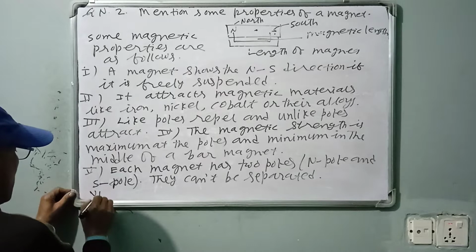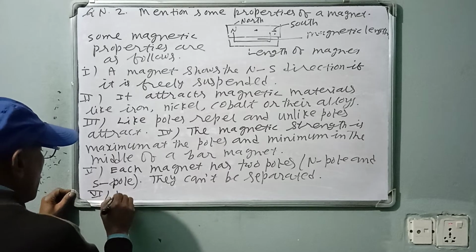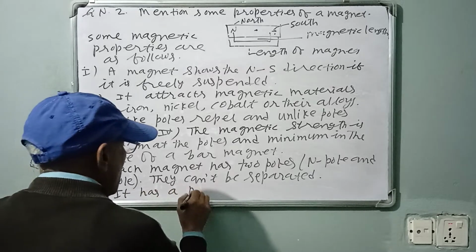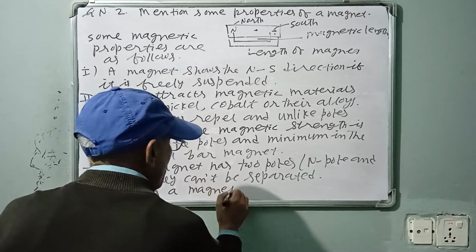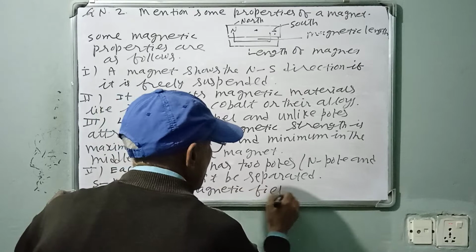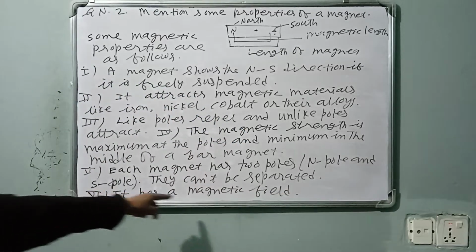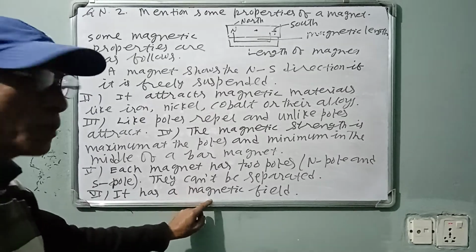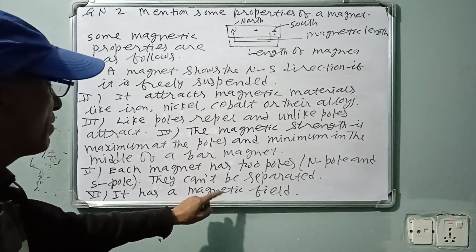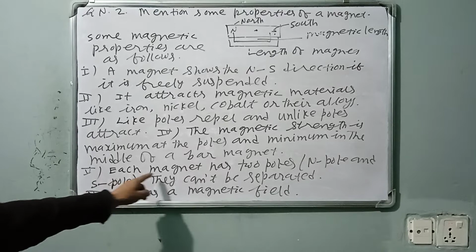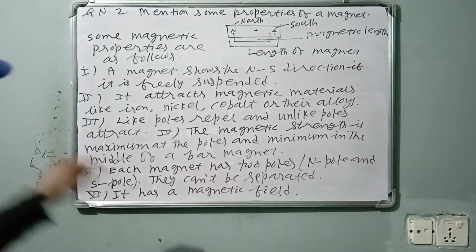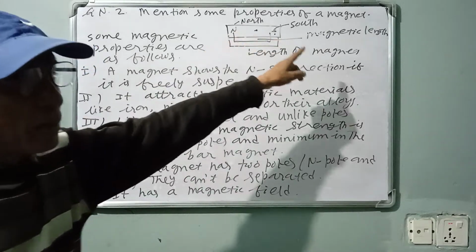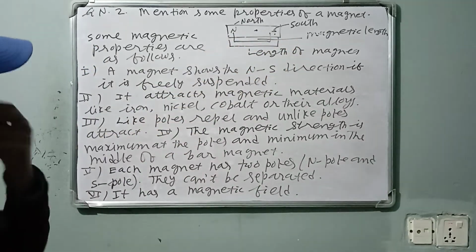Another is it has a magnetic field. A magnet has magnetic field, the area around a magnet up to which magnetism can be felt. Each and every magnet has two poles. The magnetic strength is maximum at the poles, minimum in the middle.